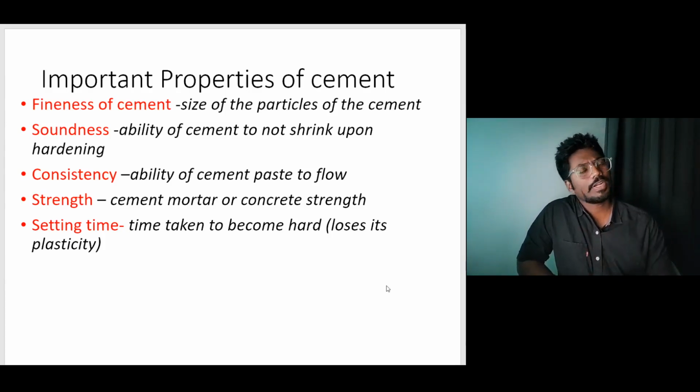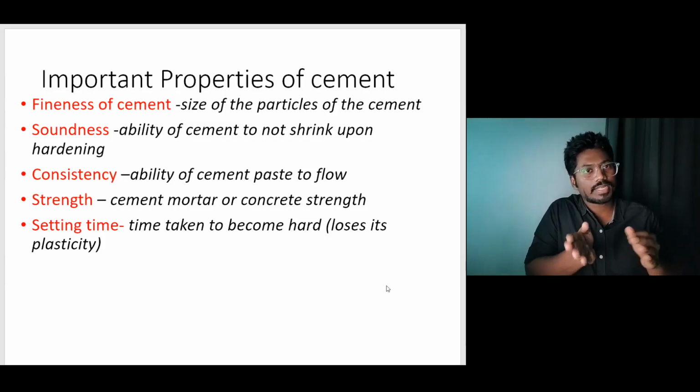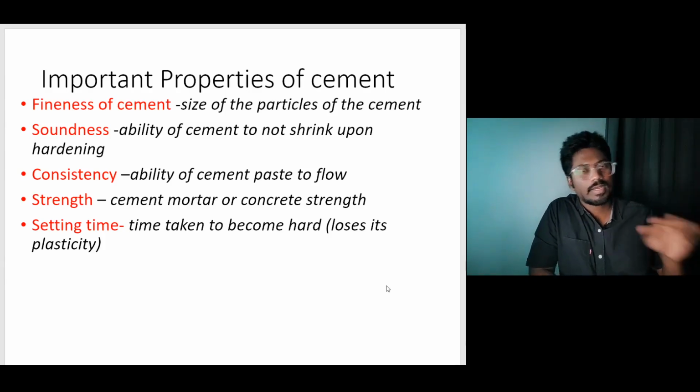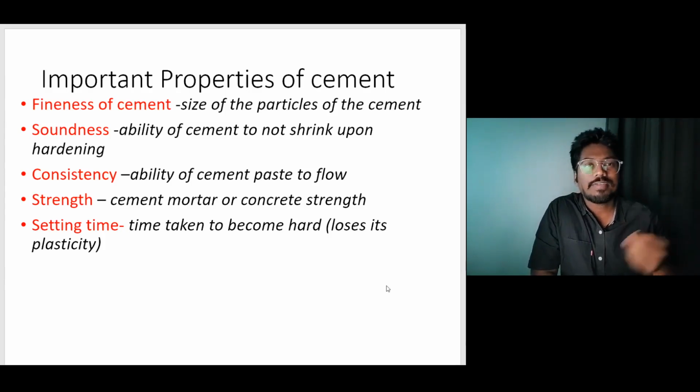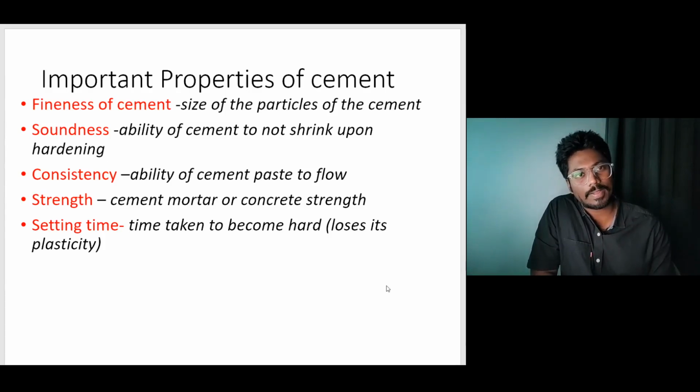Consistency. Now the ability of the cement paste to flow is called consistency. Now we need workable cement. Cement should be workable so that it can be changed, it can be made into different shapes, it can be applied to different corners and different fractures. Now the consistency is the amount of flow that paste can exhibit. If the cement paste is more flowable, we can say it's more consistent in terms of its workability.